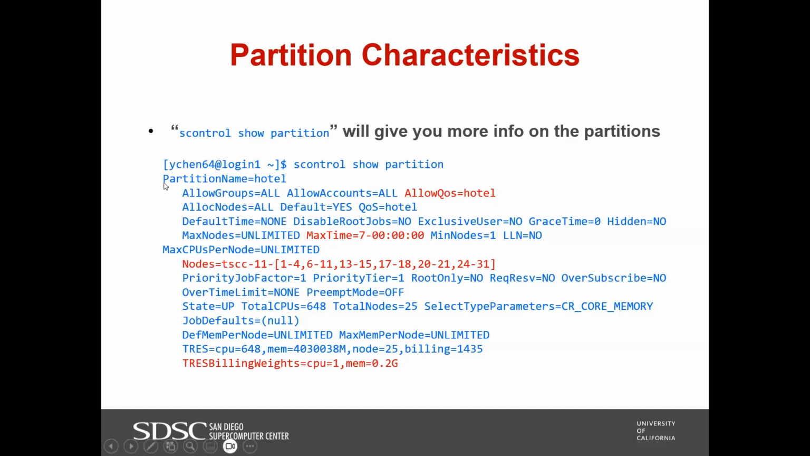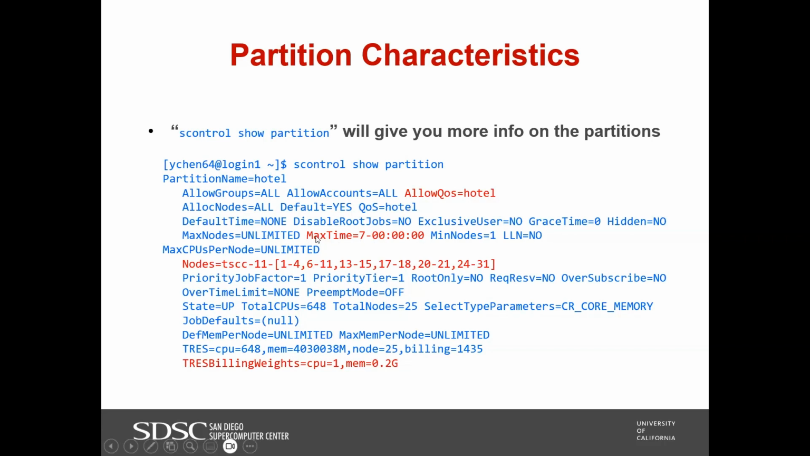Let's look at this hotel partition output from scontrol. We will get to know the partition name, hotel, and then you will find the allowed groups, accounts, and the allowed QoS for submitting jobs to the hotel partition, which is also the same name. Please note this is AllowQoS hotel, which means the hotel QoS should be used when you submit your jobs to the hotel partition.